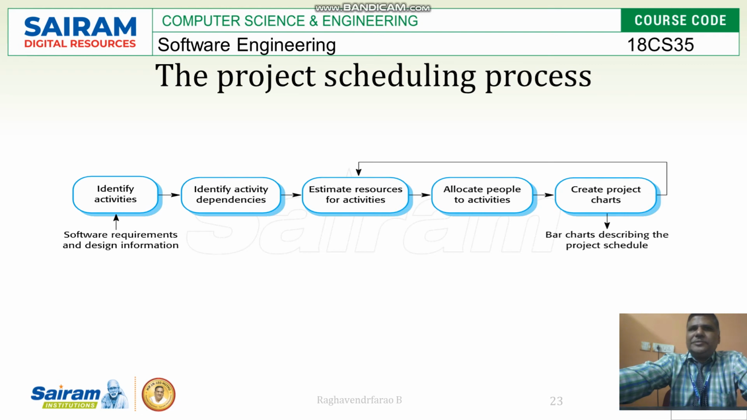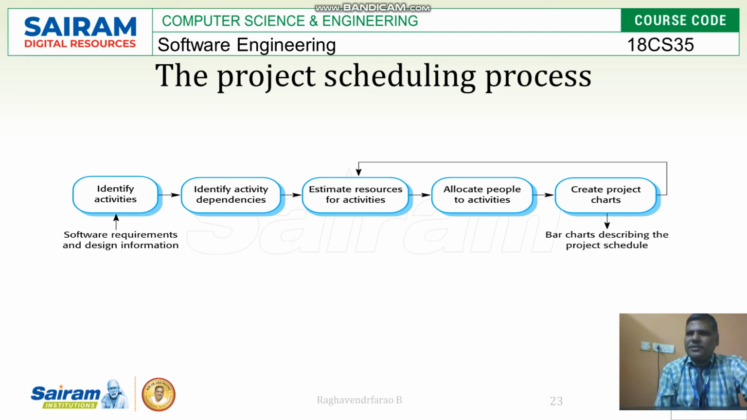How are you going to schedule it, basically? So first you have to identify the activities, the tasks. The tasks will come from the software requirements and design information; from that only you are going to get this. Then you should think about what dependencies there are.